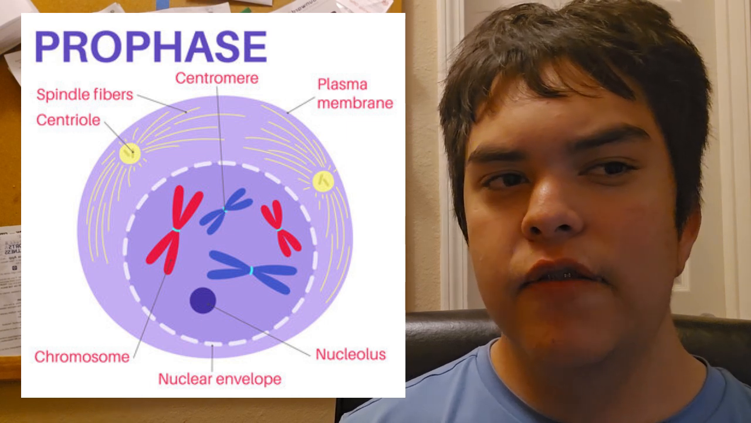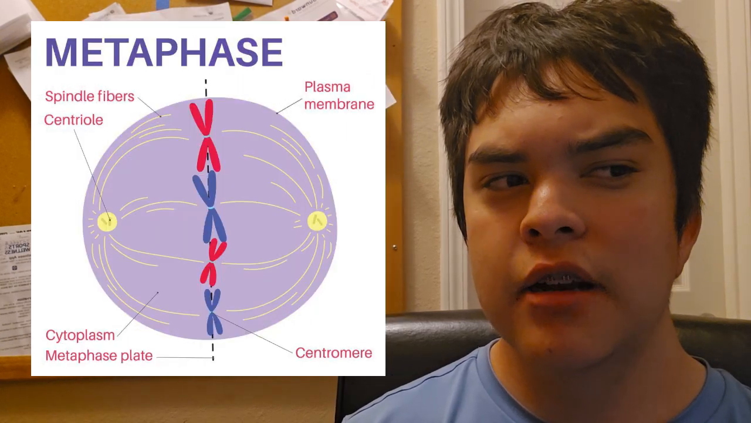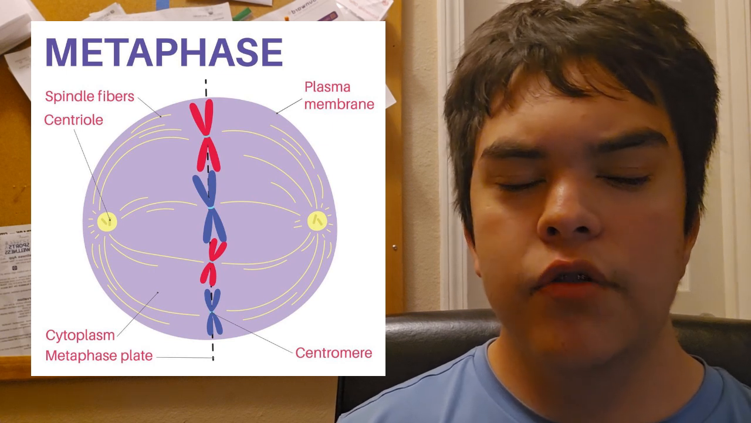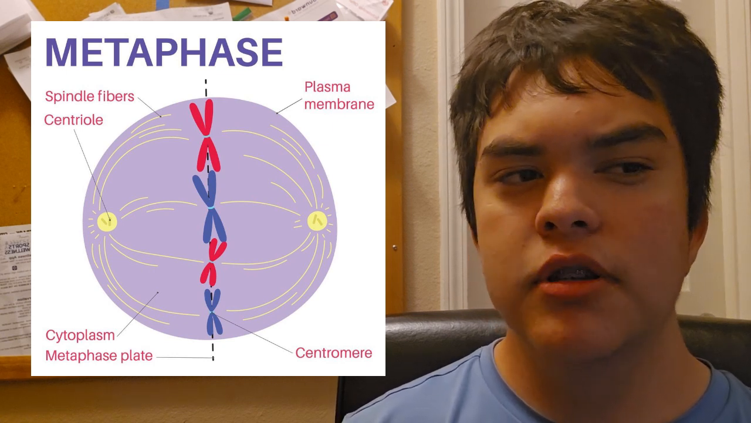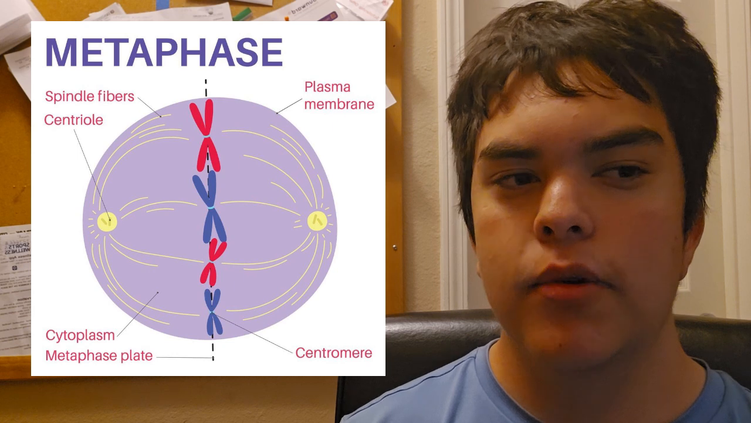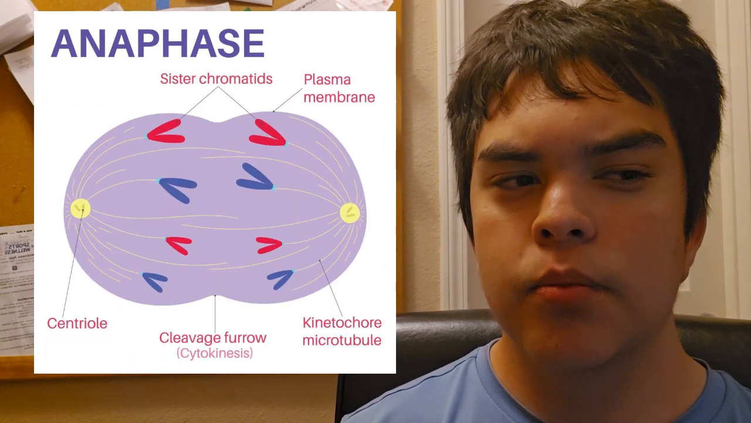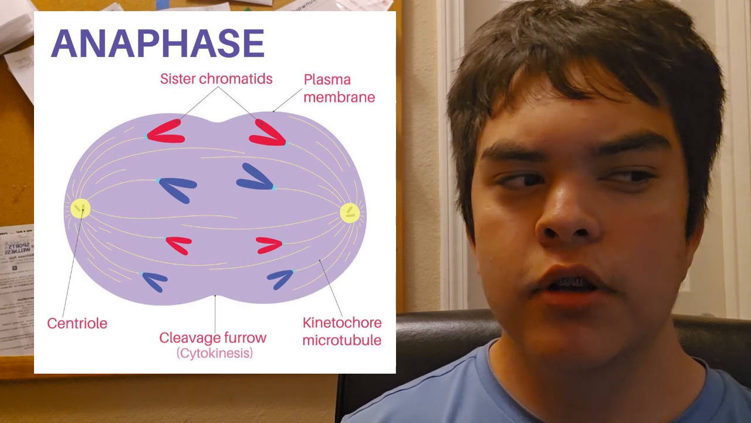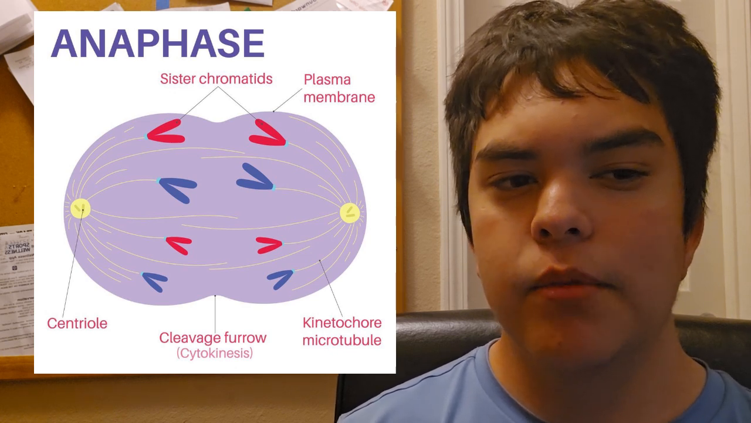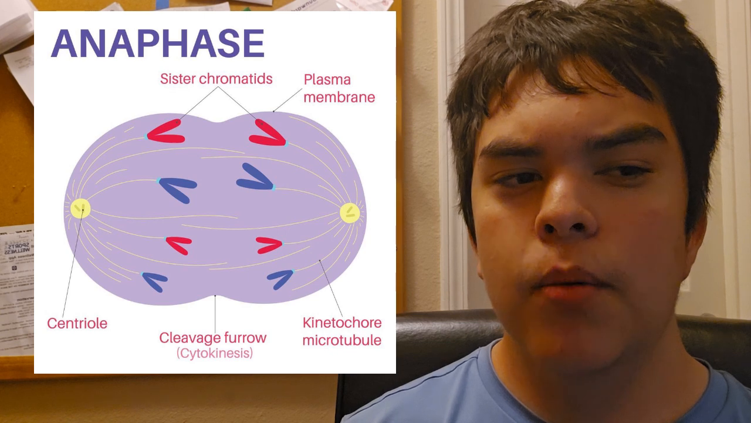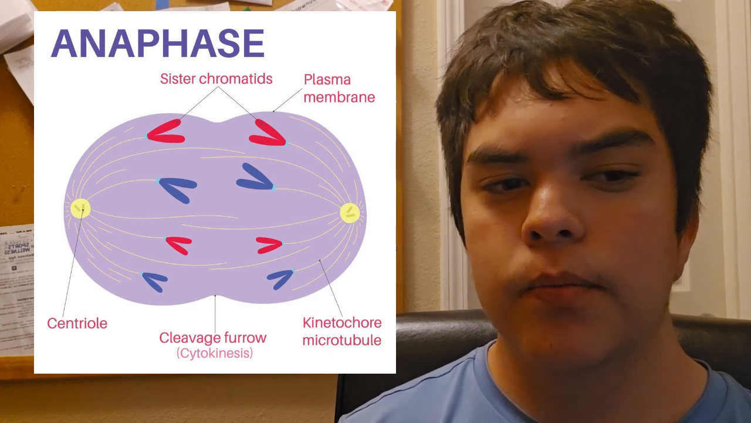The second is metaphase, where chromosomes line up against the center of the cell, which is called the metaphase plate. Spindle fibers attach to the centromeres of each chromosome. The third is anaphase, where sister chromatids are pulled apart to opposite poles of the cell by the spindle fibers, and each chromatid becomes an individual chromosome.